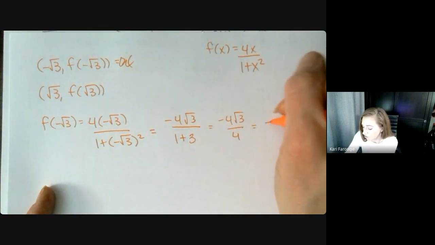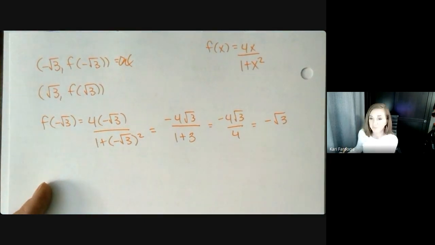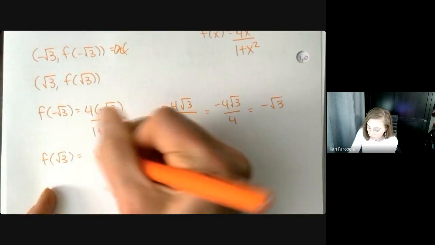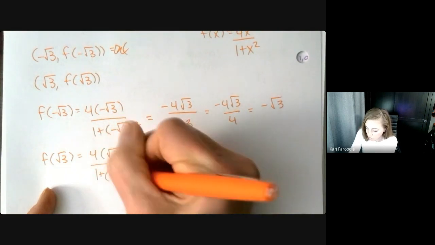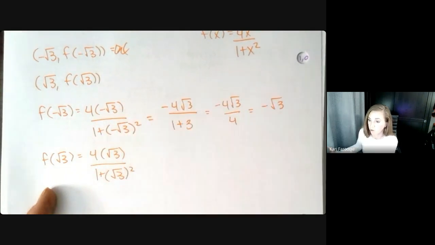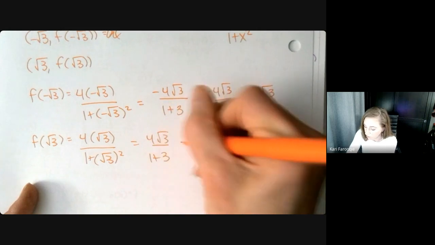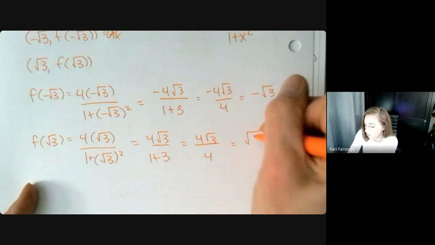And you end up with just negative square root 3. Isn't that crazy? If you evaluated the positive square root of 3, you'd get something similar. The only difference is that the numerator would be positive instead of negative. So you get 4 square root 3, and then 1 plus 3. 4 root 3 over 4 is the square root of 3.